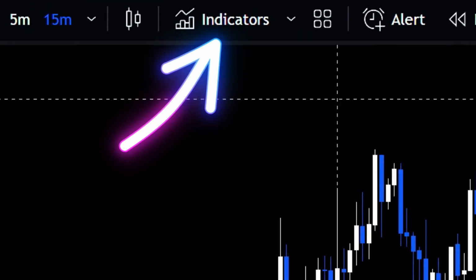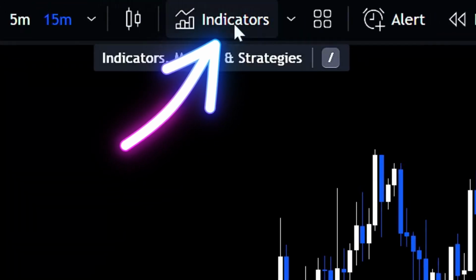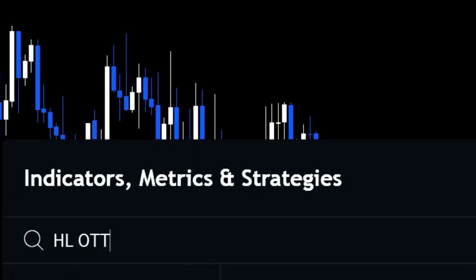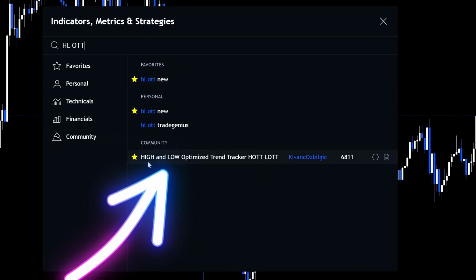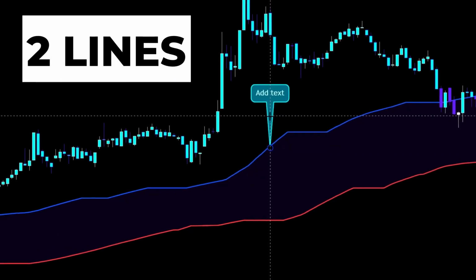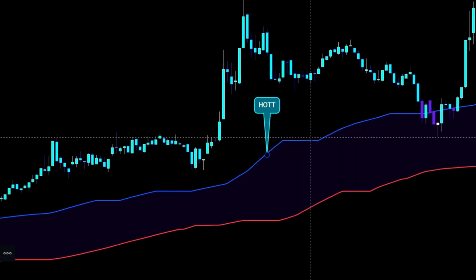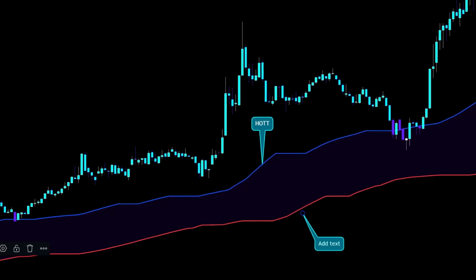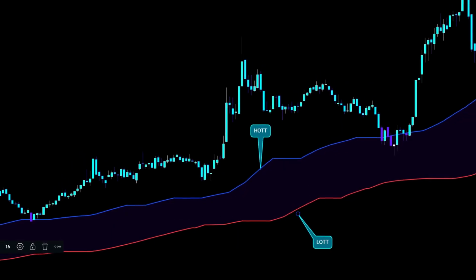So let's head back to the indicator section, and search for it and add it to the chart. The HLOTT indicator consists of two lines. HOTT derived from the highest price values and LOTT derived from the lowest price values.